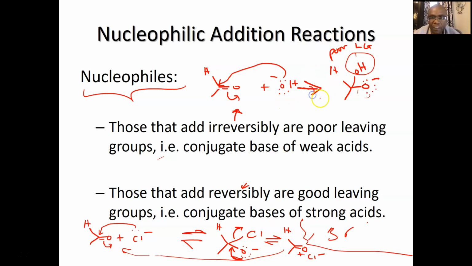I only show one arrow. Here it's reversible, so I show both back and forth, because Cl is a good leaving group, even though it's a nucleophile. So you want to use strong nucleophiles for it to be irreversible. Cl is not a strong nucleophile.